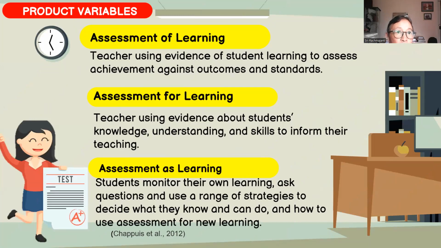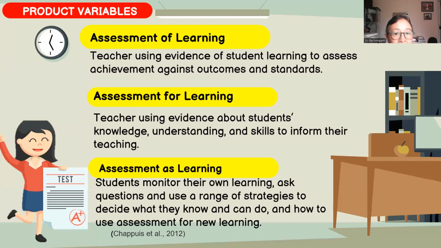I think this last one is the product variable. Assessment of learning. This is when a teacher tries to assess whether the learning goal is achieved or not. It can be summative tests, it can be formative tests. Assessment for learning is for a teacher to diagnose students' competence at the beginning. So before you teach, if you don't know their level of proficiency, give them a test. It can be a test, it can be an interview, verbal or non-verbal.